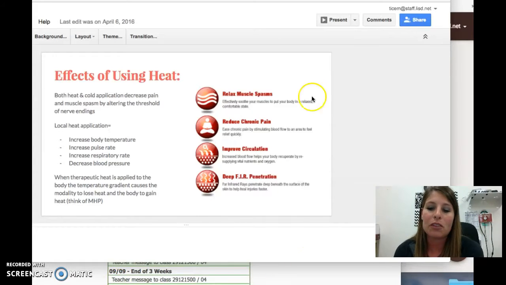Another good image that I found was heat helps to relax the muscle spasms. It helps to reduce chronic pain. I like that better than the last one. It improves circulation. We're opening up all of our capillaries and our arteries that help to get the blood flowing throughout our body. It also talks about the infrarays, but that's a little bit more than what we use in the high school setting. Here, it's a little bit more in the college setting.